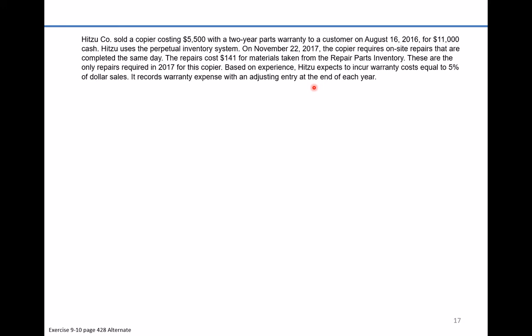So let's take a look at the transactions. First off, the first question says, how much warranty expense does the company report in 2016 for this copier? Well, we know that they sold something for $11,000. They have revenue for that period. In the same time that they sold the copier, they're also going to take an expense, a warranty expense. How do they determine that number? They guess. It is an estimated warranty expense based on historical information.